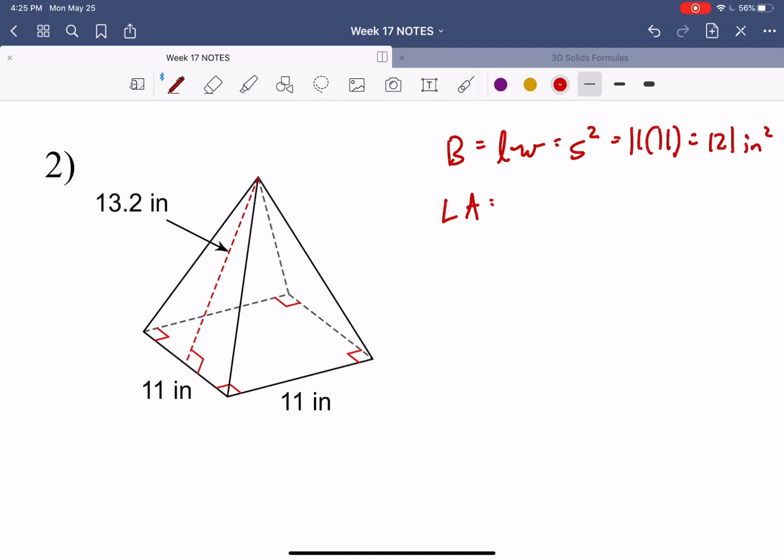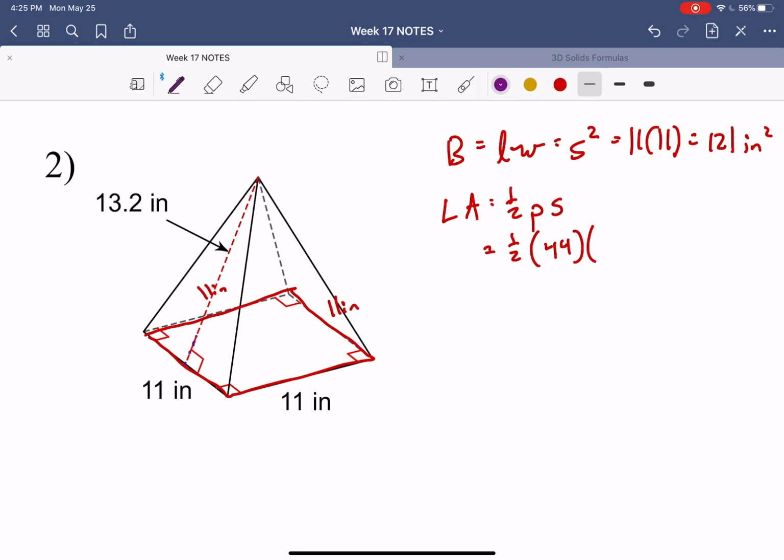The lateral area is up next. It's just 1/2 times the perimeter times the slant height. So that's 1/2 perimeter. We have 11, 11. Be careful, because it's a square slash a rectangle, right? This side's also 11 inches. And the side over here is also 11 inches. So we have 11 plus 11 plus 11 plus 11. So that's 44.